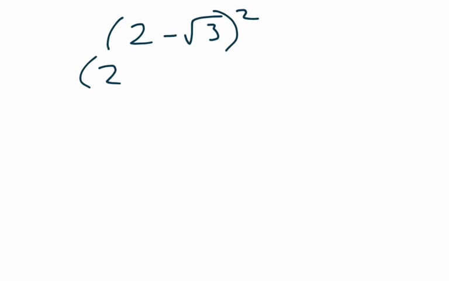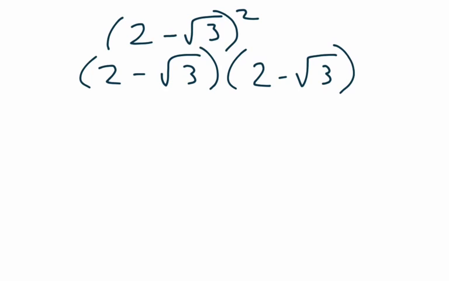Next question. This time we've got 2 minus root 3 squared. Press pause and have a go, please. Okay, I'm hoping that you all realised 2 minus root 3 squared actually means 2 minus root 3 multiplied by 2 minus root 3, because it's the bracket squared.